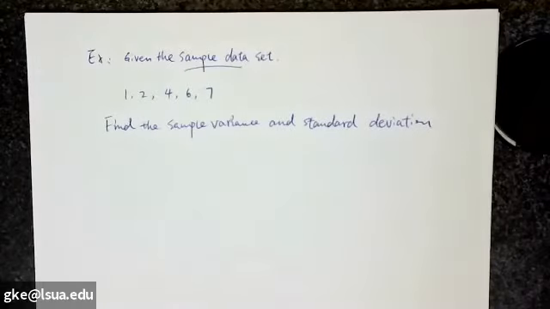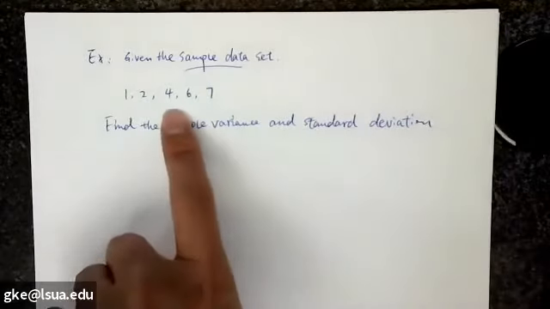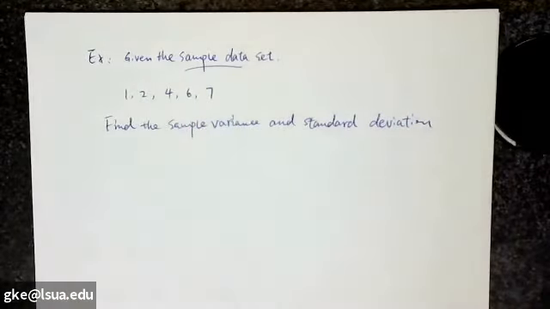Now we have the sample data set, right? So definitely we're going to use a different formula than for the population, especially for the sample variance.